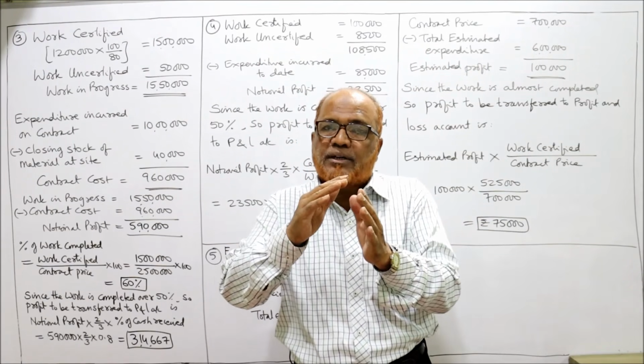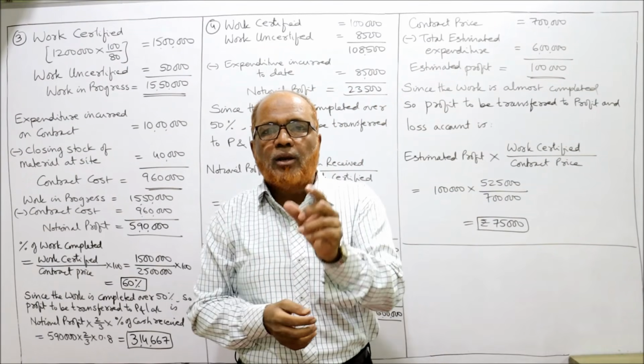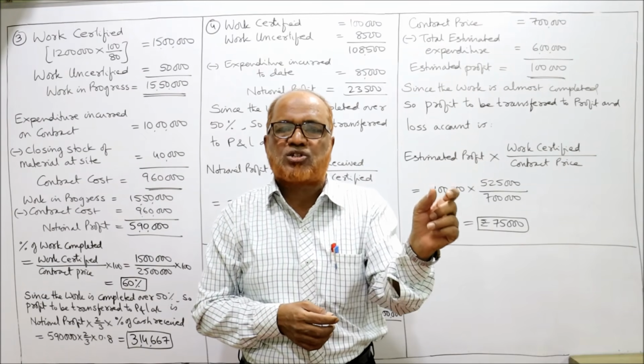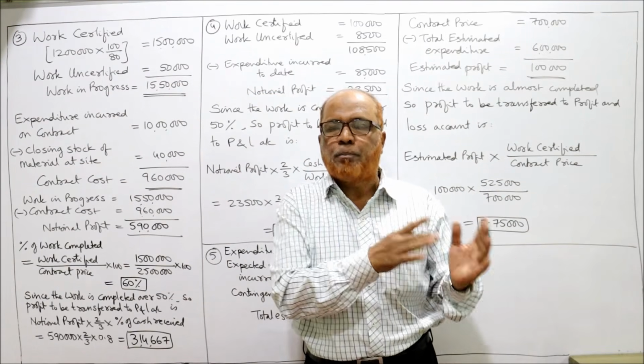If the contract is completed over 25% but up to 50%, then notional profit into 1/3 into percentage of cash received. By applying this formula, we can find out how much profit to be transferred to P&L account.